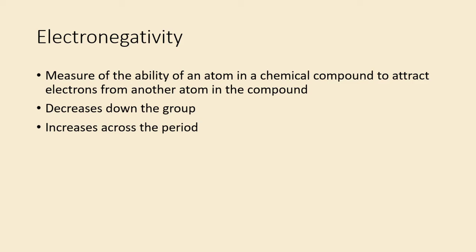As for decreasing down the row, Z effective is going to be weaker, once again making it harder to hold on to electrons, which means I'm not going to have the ability to really pull electrons towards me the further I get down my group.